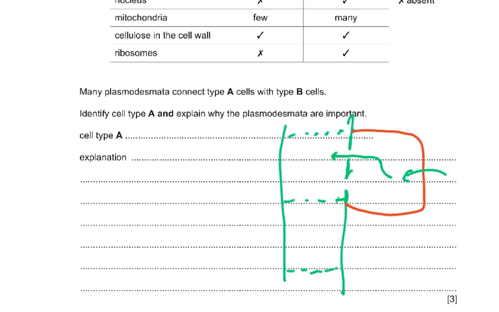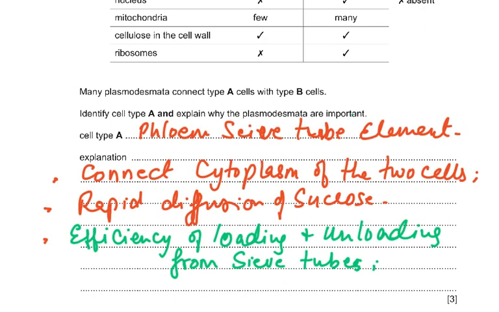So the phloem sieve tube element has to then transport the assimilates. Assimilates means what? Sucrose, amino acids, which the plant has made, which has to be transported from the source to the sink. Source to the sink. So cell type A is phloem sieve tube, connects cytoplasm of the two cells, rapid diffusion of sucrose, efficiency of loading and unloading from the sieve tubes.